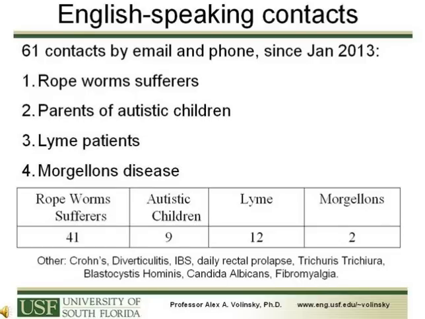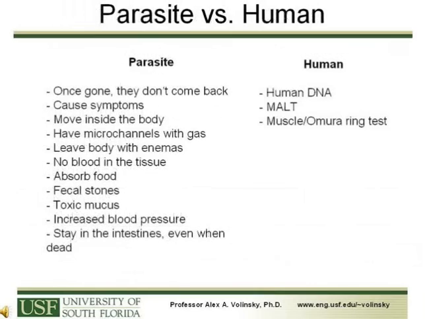What else do they have? Well, they have Crohn's disease, diverticulosis, irritable bowel syndrome, daily rectal prolapse, whipworm, candida, fibromyalgia. So, is it a parasite or is it human? Well, once they're gone, they don't come back. If it's human, if we depend on them, then why don't they come back? They cause symptoms, whatever those symptoms are, and the symptoms are relieved almost instantaneously. You have to experience it yourself, which I have. They move inside the body. They have microchannels with gas. They leave the body with enemas. There's no blood in the tissue, so blood does not go in there, suggesting that maybe this is a foreign object in the body.